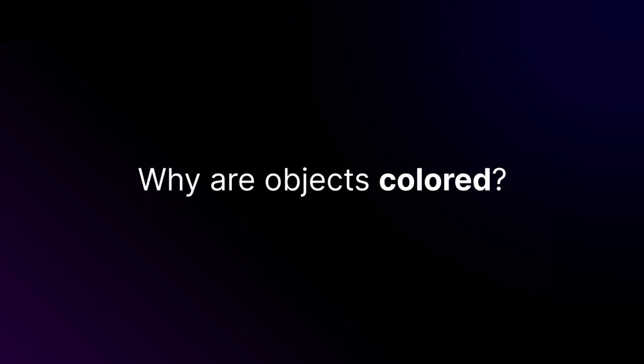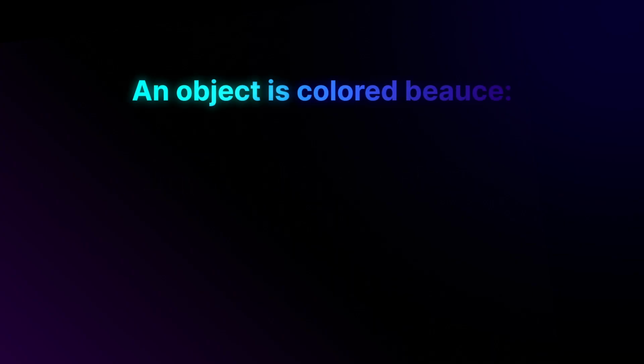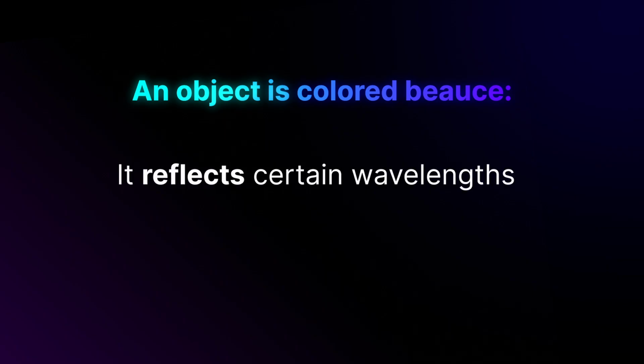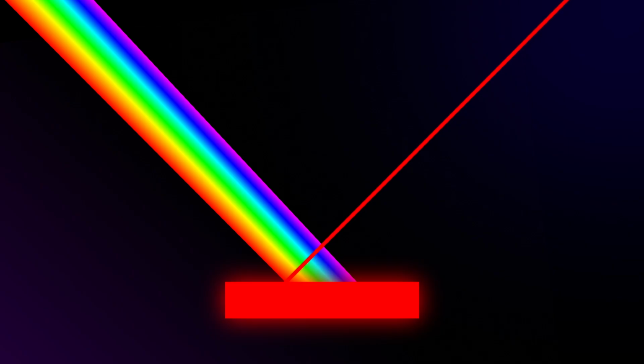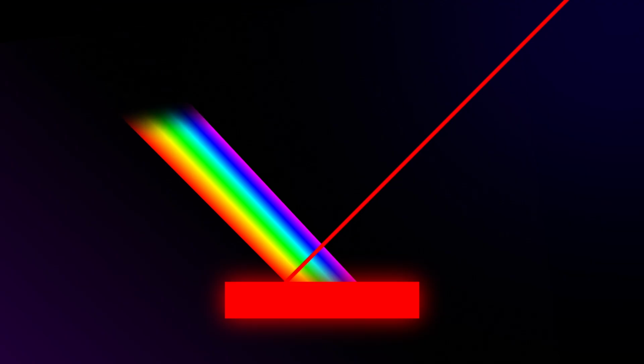But why do the objects around us appear in different colours at all? The colour of an object is determined by which parts of the incoming light it reflects and which parts it absorbs. When white light, a mixture of all spectral colours, hits a red object, most wavelengths are absorbed. Only the red portion of the light is largely reflected and reaches our eyes. That is why the object appears red to us.